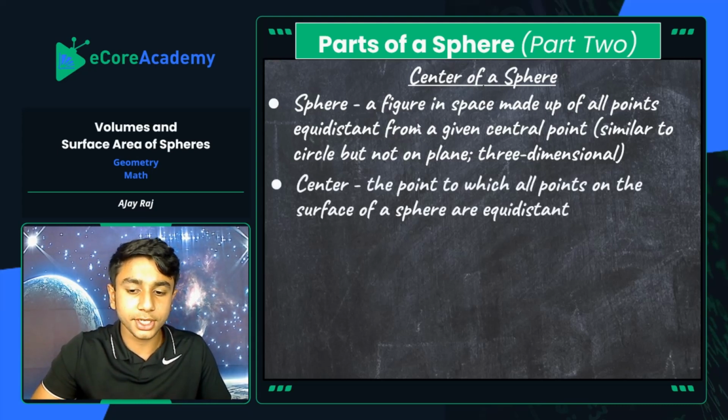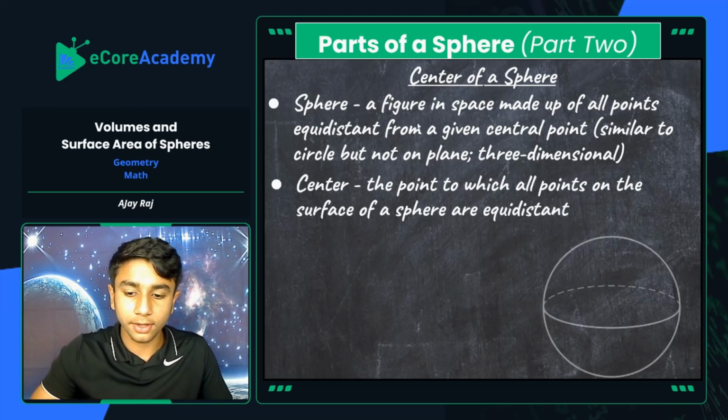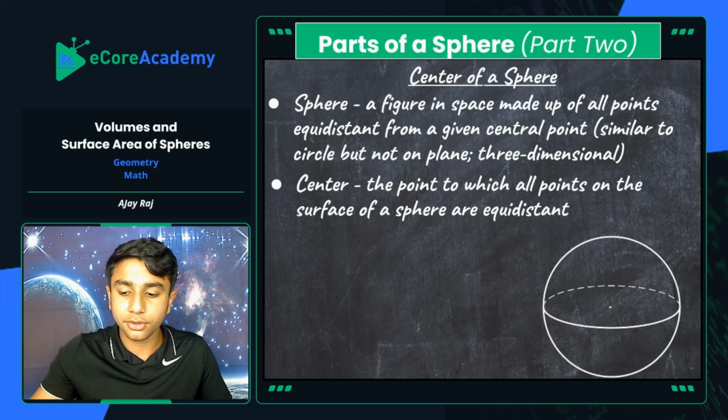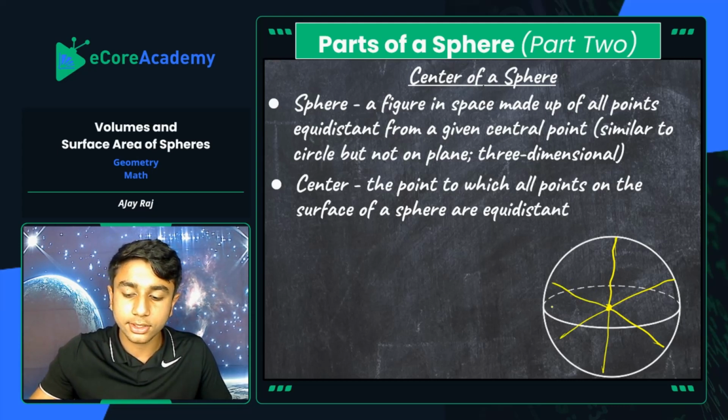And then, of course, you have your center, and it's the point to which all points on the surface of a sphere are equidistant. So if you're looking at all the edges of your given sphere here, and you're given your center here, the central point of your great circle, this central circle here, it's going to be equal from all points of your sphere. So any point on your sphere is going to be the same distance. And then again, that is the same thing as saying your radius. This is going to be your radius.